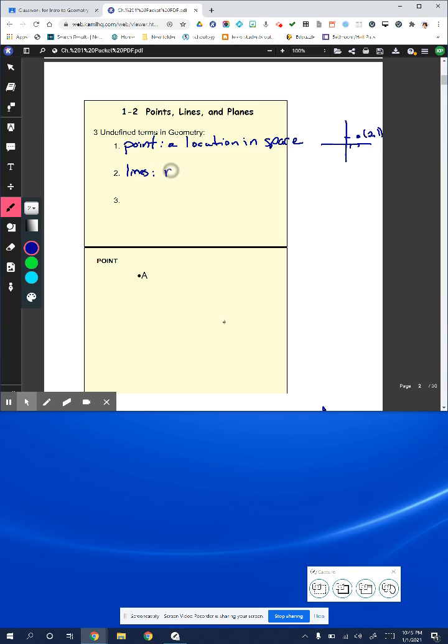A line is never ending. It's a system of points. So basically, when we've done our graphs before and I graph a line, it is made up of a bunch of points, and it never ends because you have arrows that mean continue in both directions. And then planes.